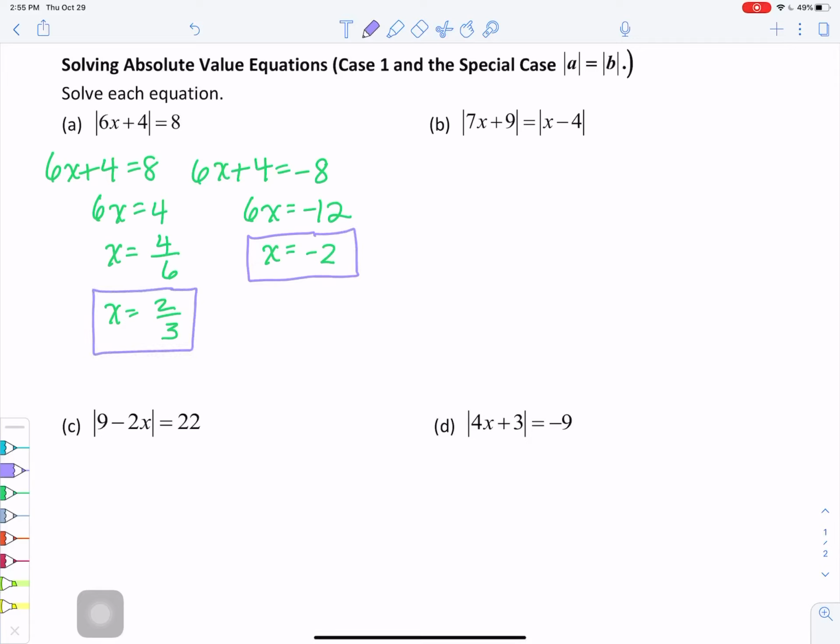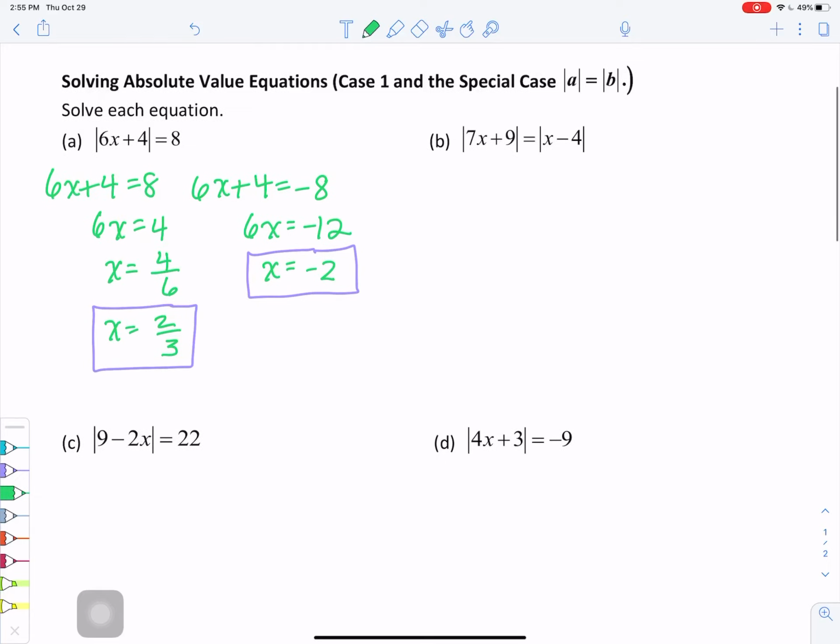Okay, let's talk about B. We mentioned that having absolute values on both expressions, on both sides of the equation, really doesn't change things. We will still treat this the same way. 7x plus 9 is equal to x minus 4, or 7x plus 9 is equal to the opposite of x minus 4. So let's take a look here.